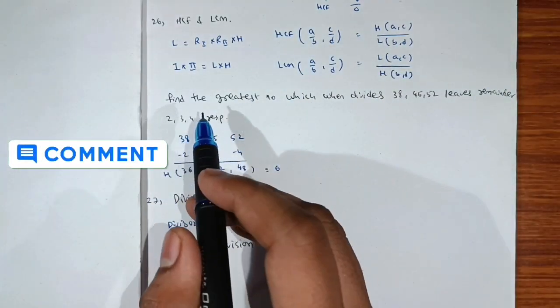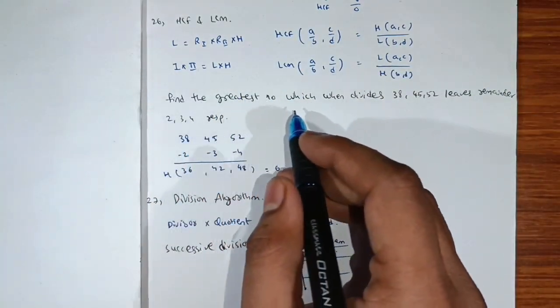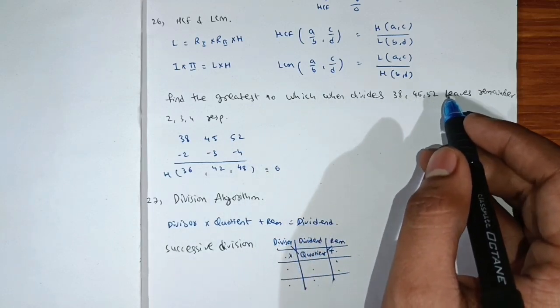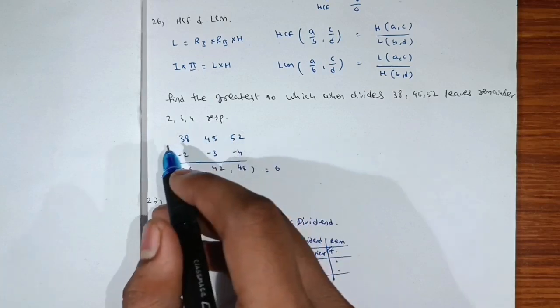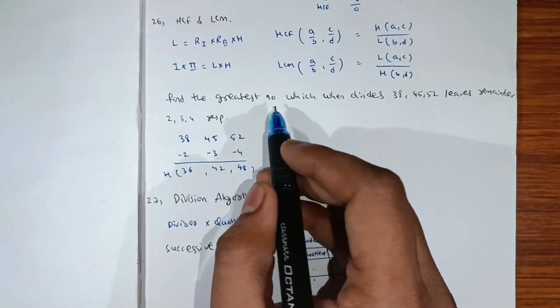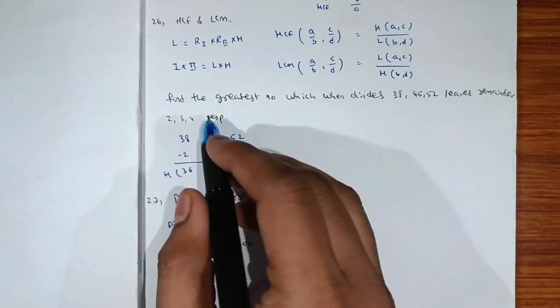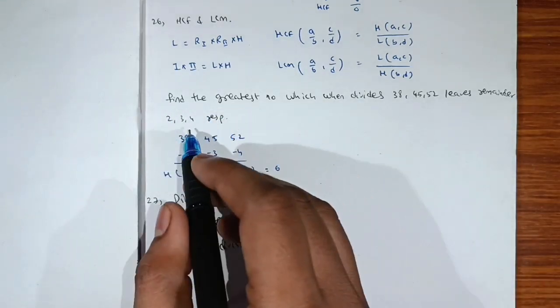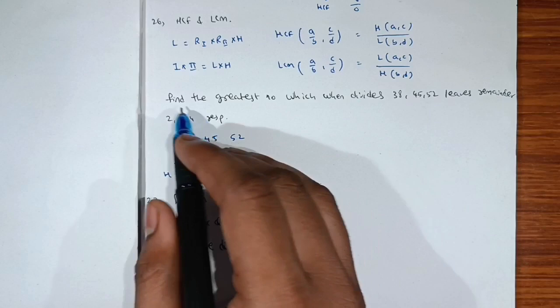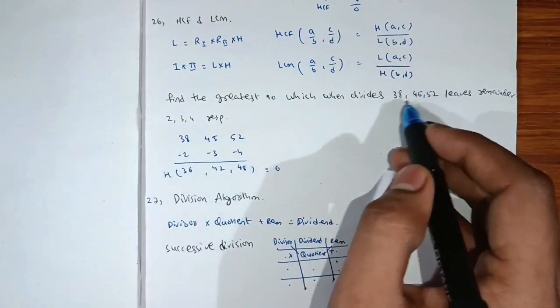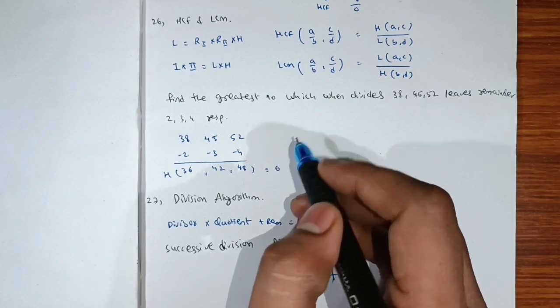Again, if we have a question like find the greatest number which when divides 38, 45, 52 leaves remainders 2, 3, 4 respectively, then here the greatest number divides these numbers leaving these remainders. You need to write these numbers and subtract the remainders from them, then find the HCF of these numbers, and it will be the answer to this question.